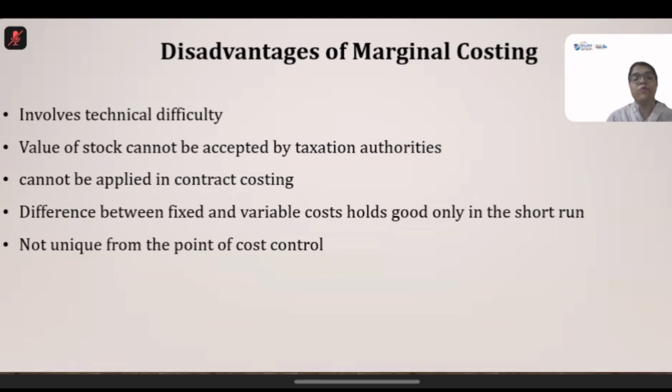Then not unique from the point of cost transfer. Marginal costing is useful for short-term decision students. It does not provide you a comprehensive system for cost. It focuses students only on variable cost. That's all. So that's a disadvantage. So in short, आपको क्या समझ आ रहा है ये marginal costing में? That it differentiate between fixed and variable. It only focuses on your variable cost, not your fixed cost. Okay.